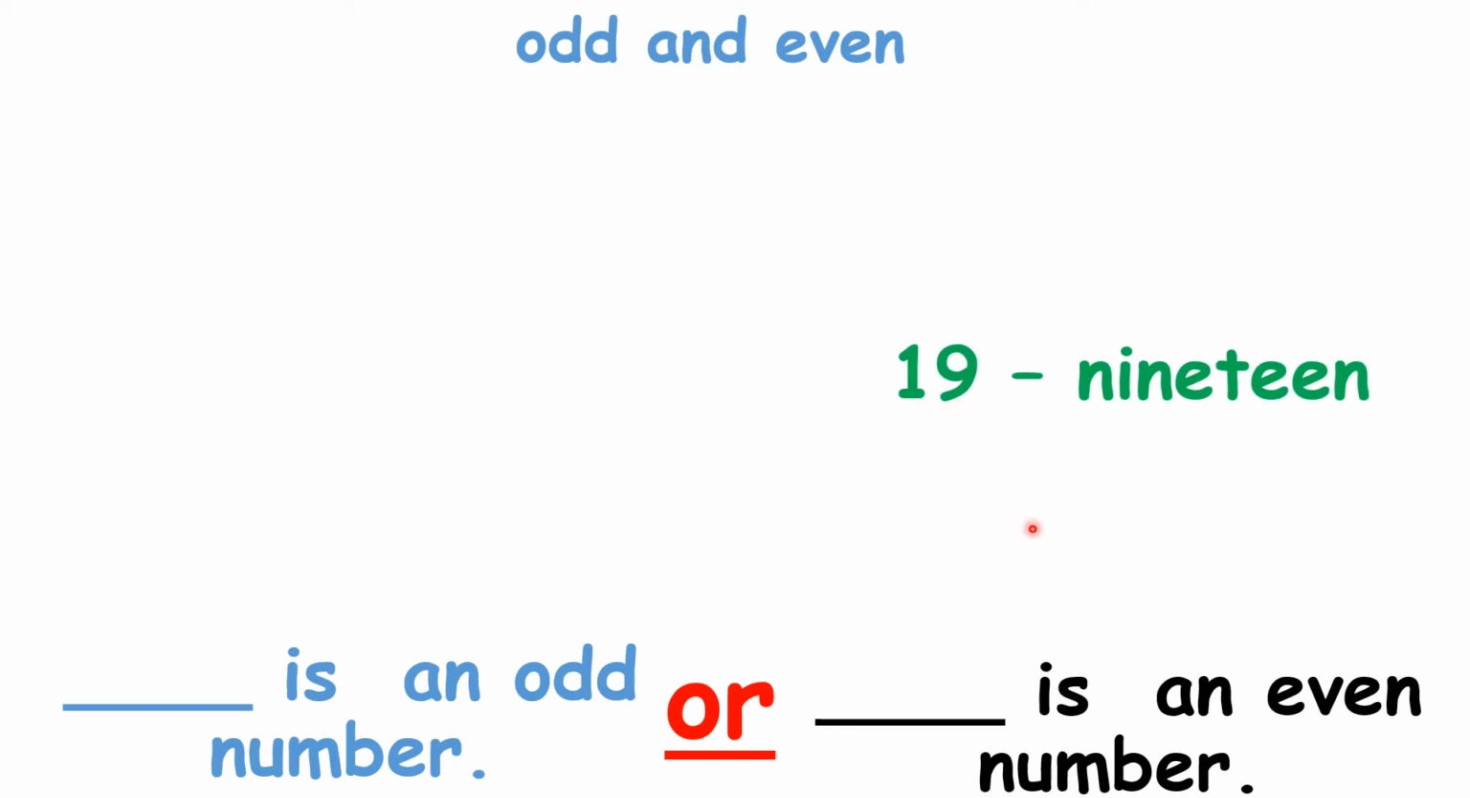1 and 9. 19. Sit down. Number 19. Is it an odd number or an even number? What do you think? Number 19 is 1 and 9, so it is an odd number.